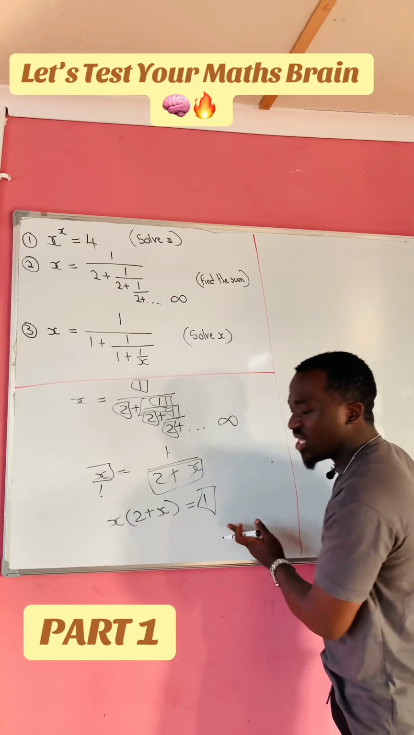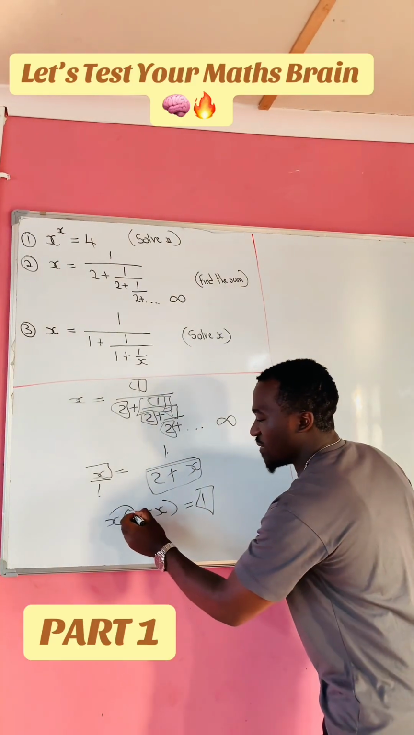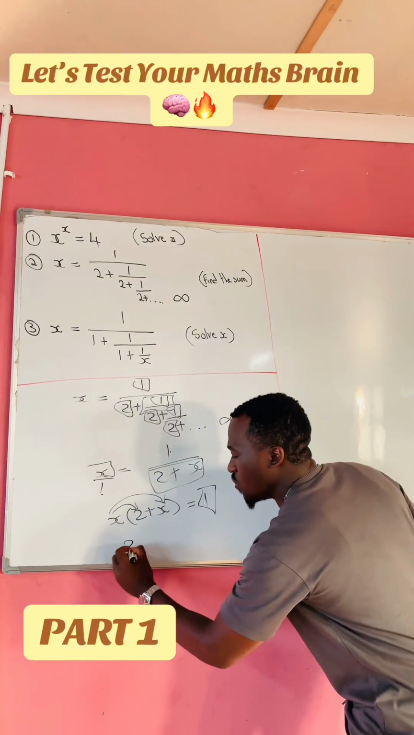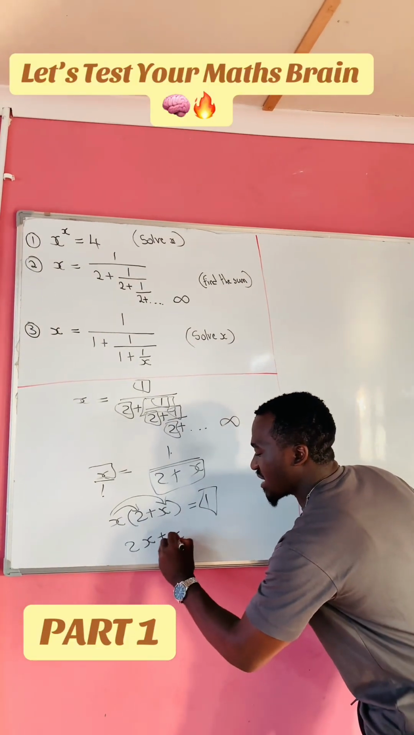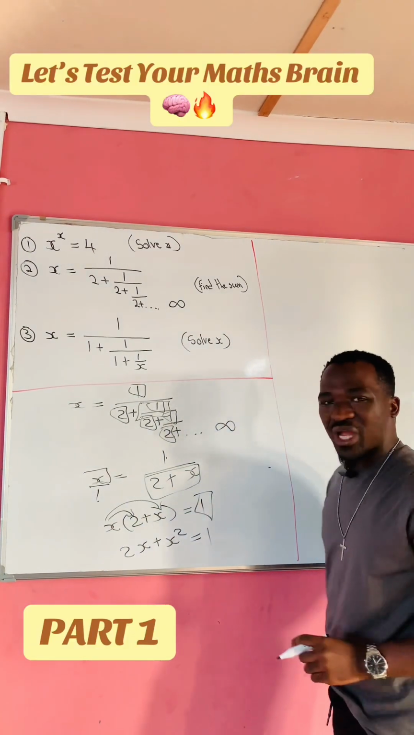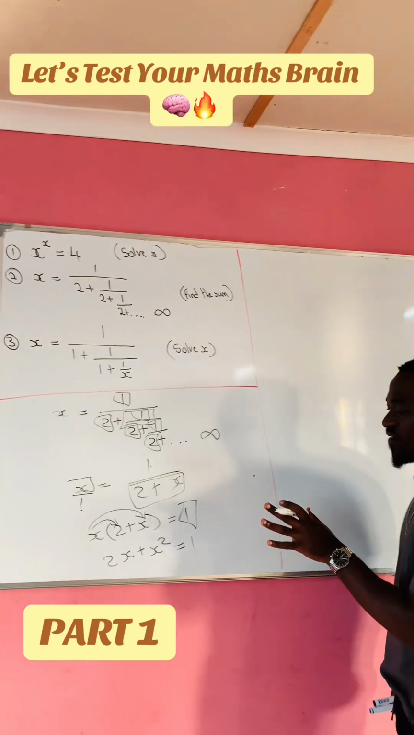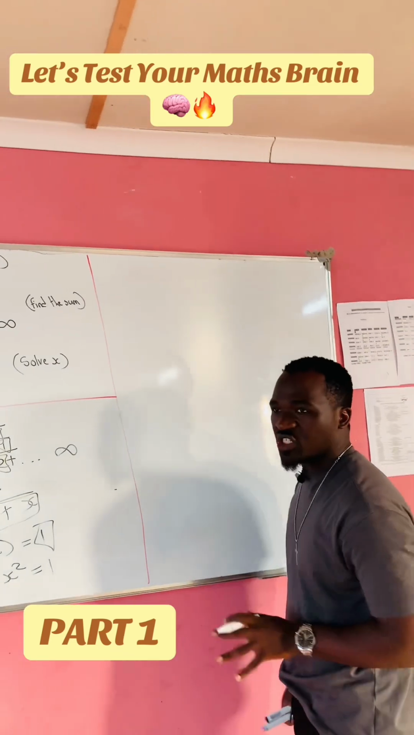Then x multiplied by this is simply x into 2 plus x. So how can we remove the bracket? We simply multiply this and multiply this again. So we're just going to get 2x plus x squared, which is equal to 1. Now let's continue this side now. So we have 2x plus x squared, which is equal to 1.